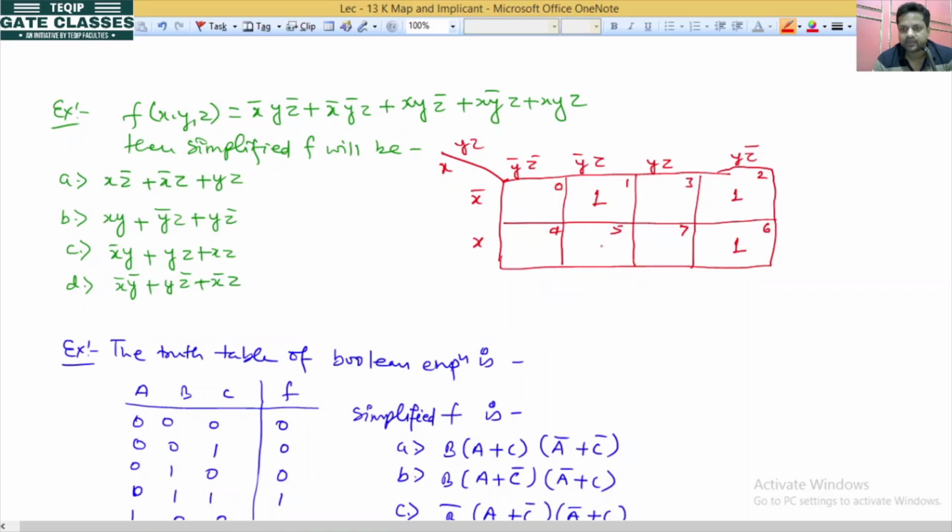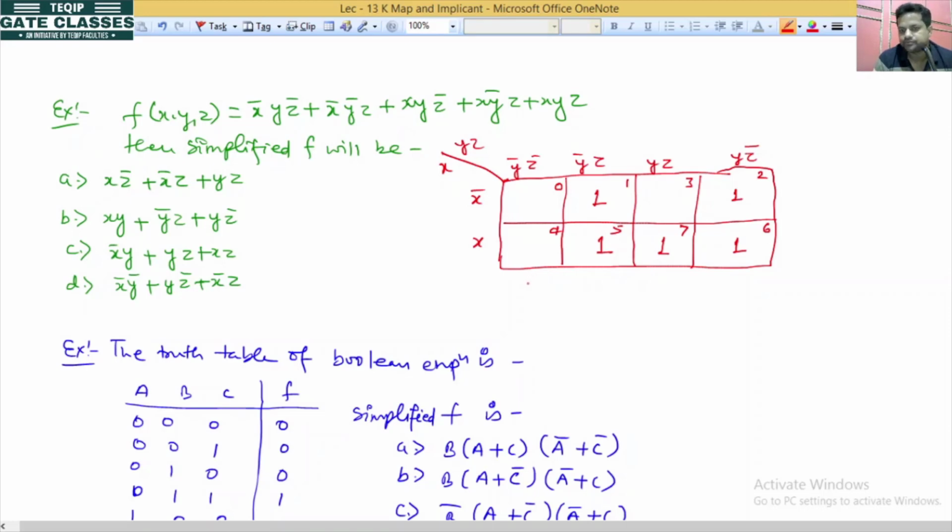This one will be the next. X y bar z: x from this side, y bar z from this side, so this will be the cell. Then x from this side, yz from this side, so x y z we have. It will be this one.